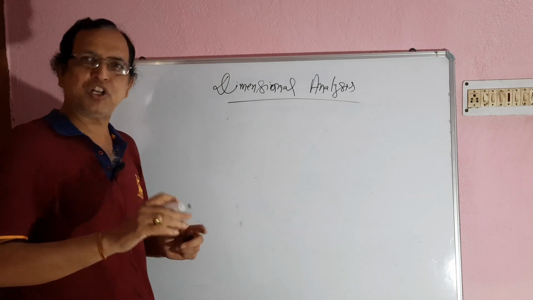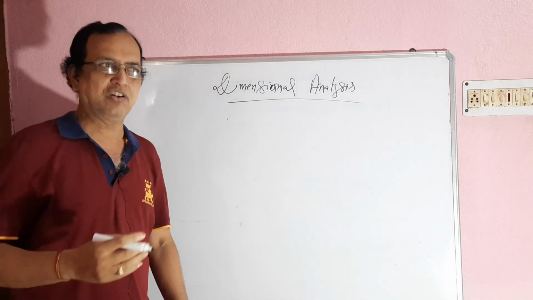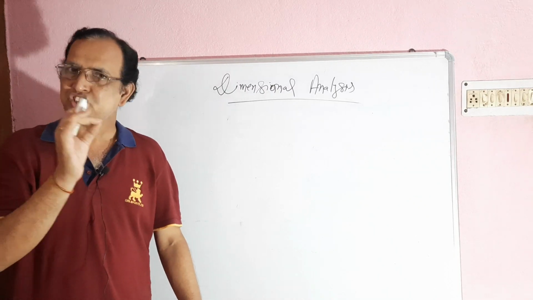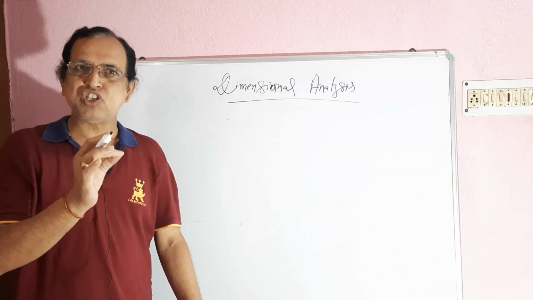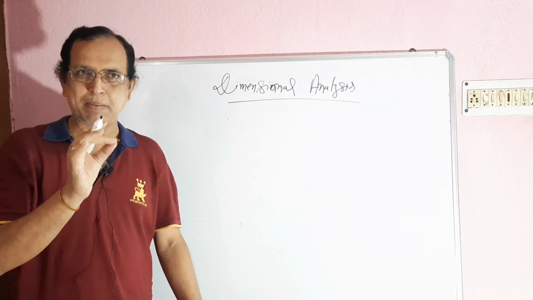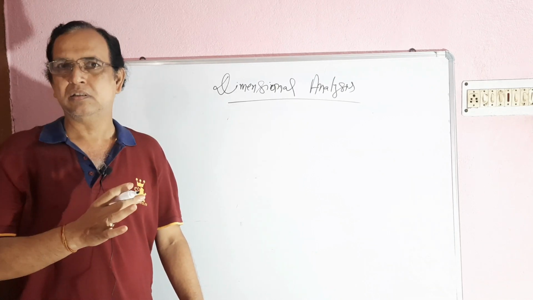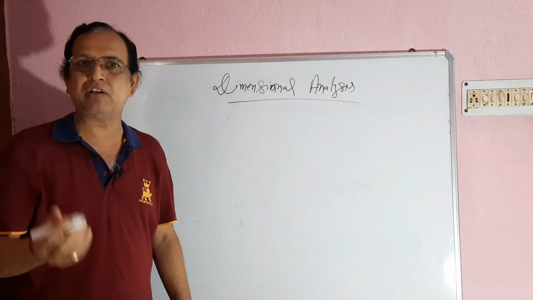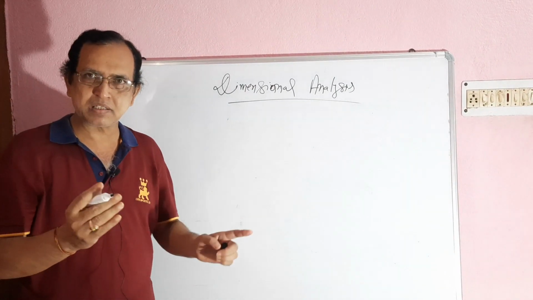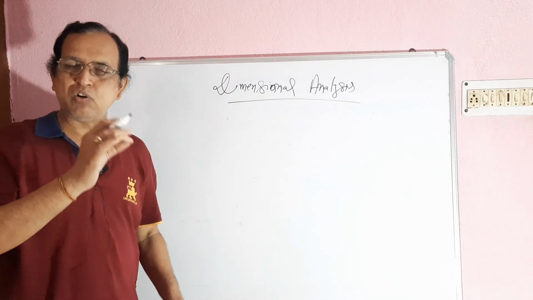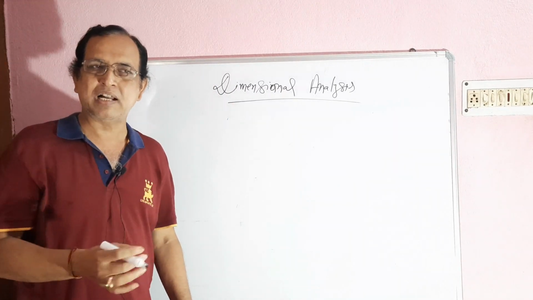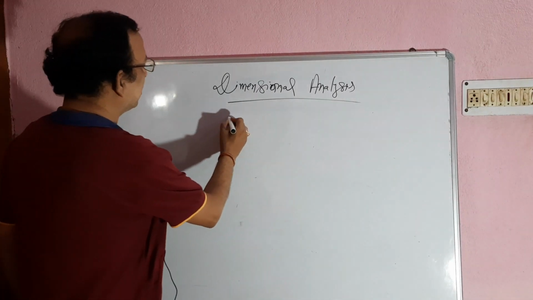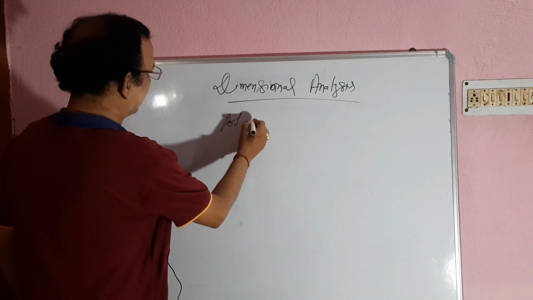Energy means first potential energy, then kinetic energy. What is potential energy? Potential energy means the energy possessed by the body by virtue of its position. When the body is at rest, the energy inside the body is called potential energy. Kinetic energy is the energy possessed by the body when it is in motion. First, potential energy. What is potential energy?